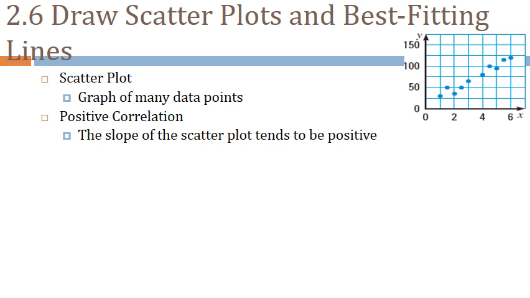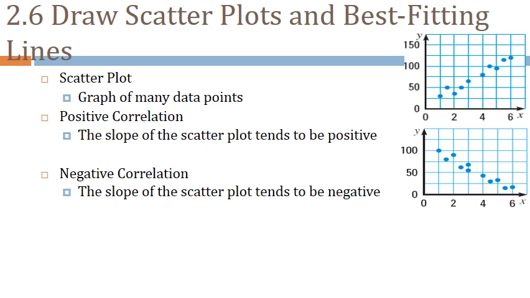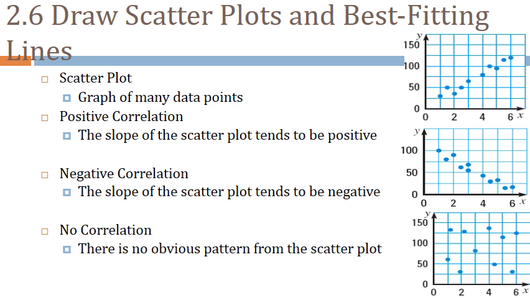A positive correlation would be if the points appear to make a line with a positive slope. A negative correlation would be when the points appear to make a line with a negative slope. And no correlation is when there's no obvious pattern from the scattered points.